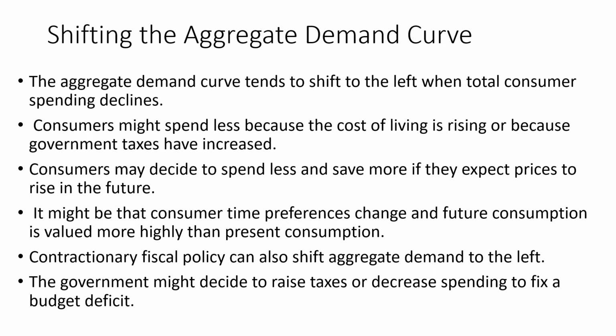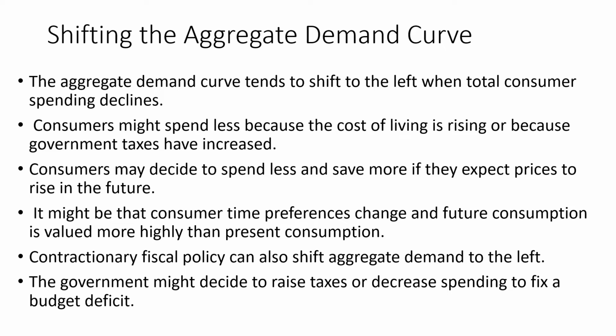Coming specifically to shifting the aggregate demand curve, we can see that it can shift either rightward or leftward. Consumers might spend less because they see that the cost of living is increasing, or they see that government taxes have increased. So they think it is better to spend less. They decide to spend less and save a lot of money in the expectation that prices will increase in the future. In order to deal with increased prices in the future, they are saving a lot of money now. This will have implications upon the aggregate demand curve.